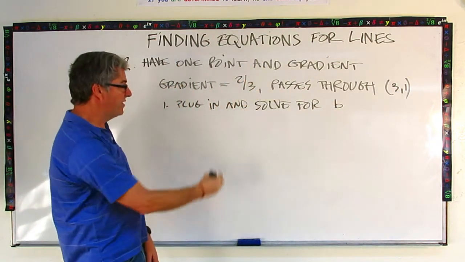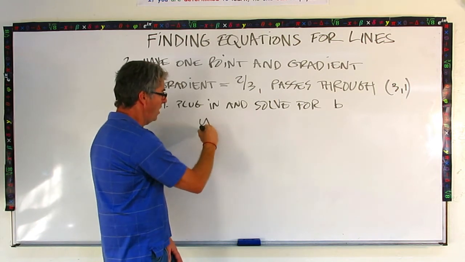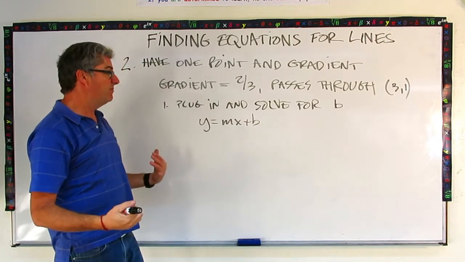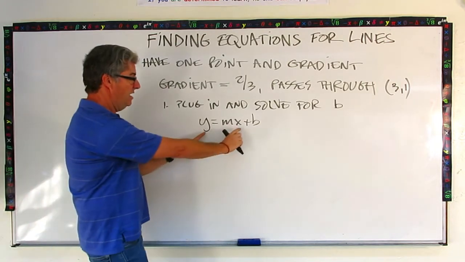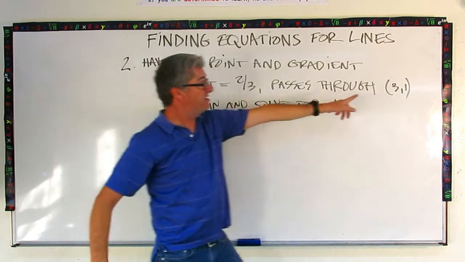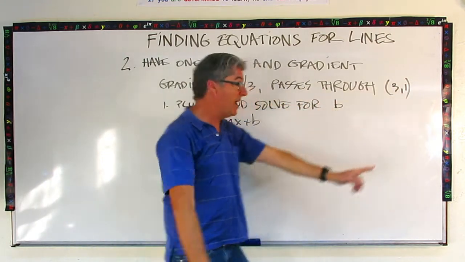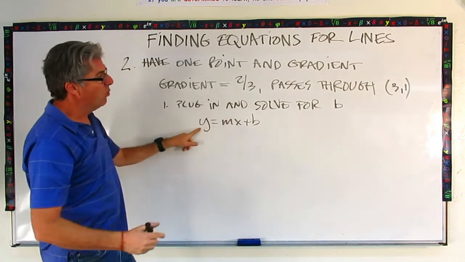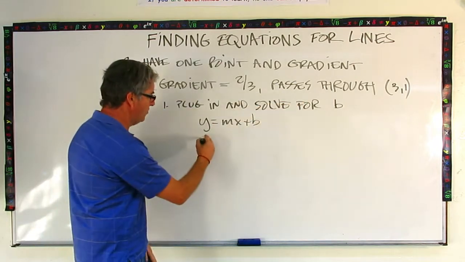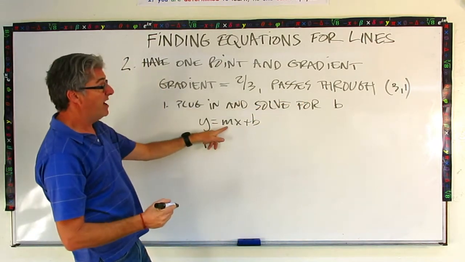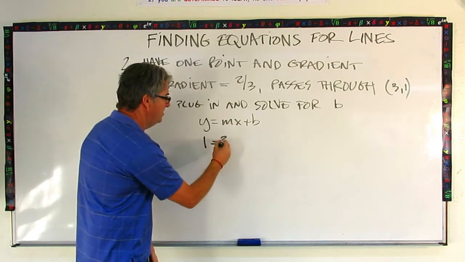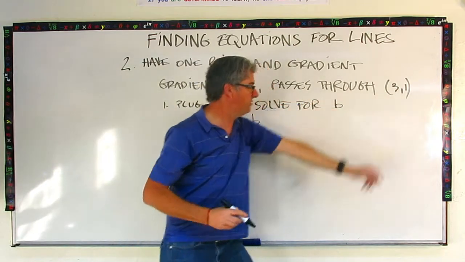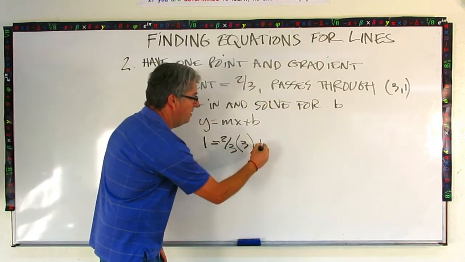So remember, I'm going to start with our slope-intercept, our gradient-intercept form. Y equals mx plus b. That's the general form. Now we're going to do some plugging in. So x and y, this point, this combination of x and y satisfies this equation. So we're going to exploit that. Here's the y. That's the 1 on our point. So 1 equals gradient. That's 2/3. 2/3 times the x value. We know what the x value is. That's 3. 2/3 times 3 plus b.